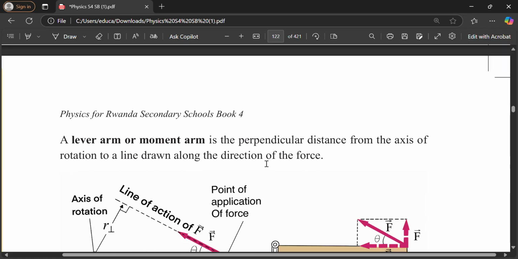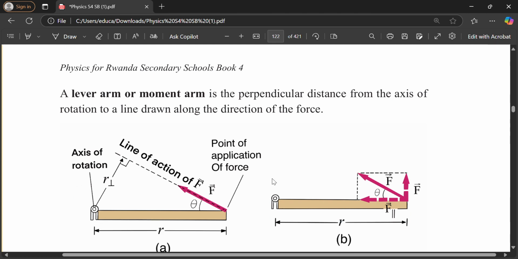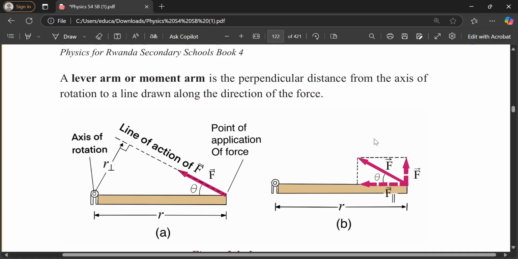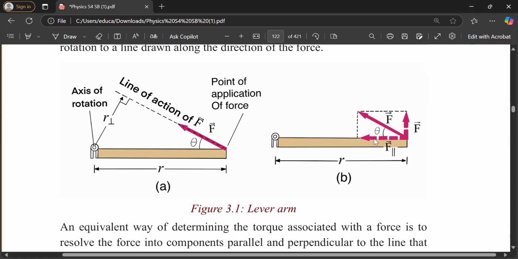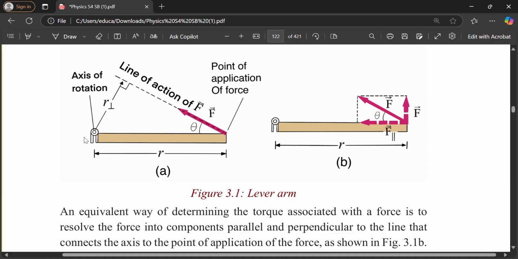So then we go a lever arm or moment arm is a perpendicular distance from the axis of rotation to a line drawn along the direction of the force. No kuvuga ngo dufite like suppose this is like a door and you apply force igenda gutya, noneho iyi force niba iri kugenda gutya, ino distance you can see the point of application of force ni ngiyi, you apply the force to kuri no angle, then the whole distance cyangwa se the whole size length ya door ni gutya ingana, hanyuma the axis of rotation ni ngiyi.